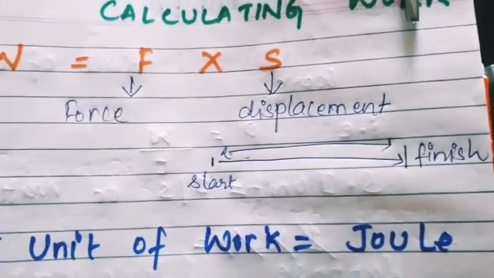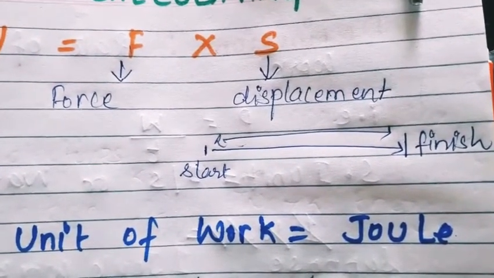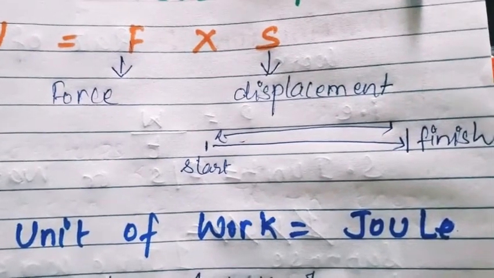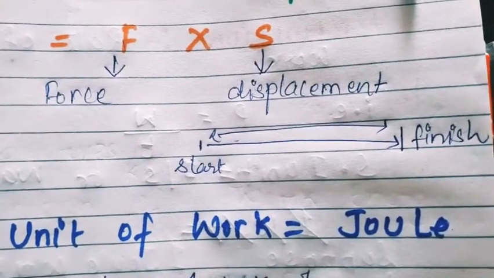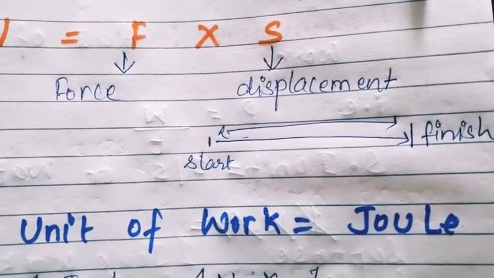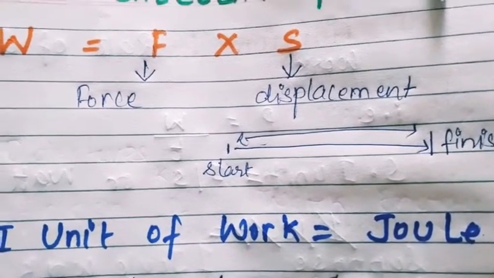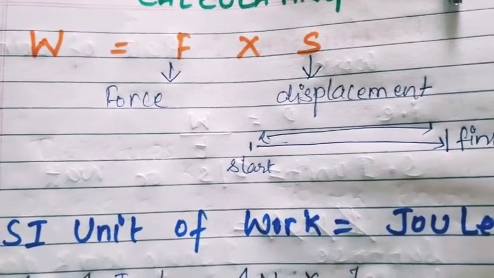For example, here you can see I have made one start and one finish. Suppose one object from the starting position we have pulled and taken to another finished position. And how much displacement, how much distance that object moved, we call it displacement. Okay, so work is force into displacement.